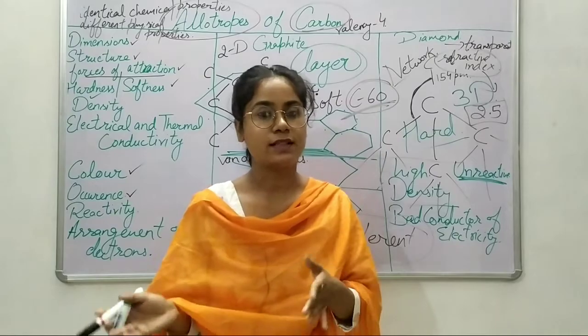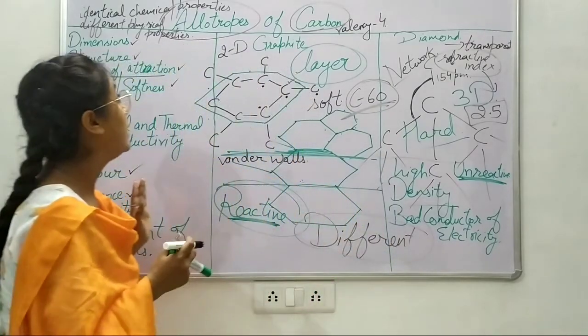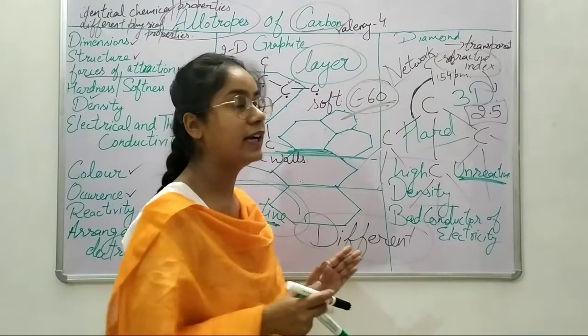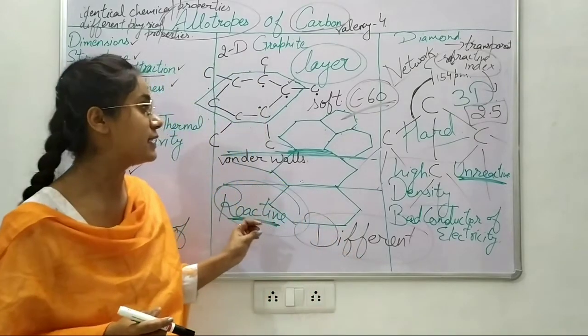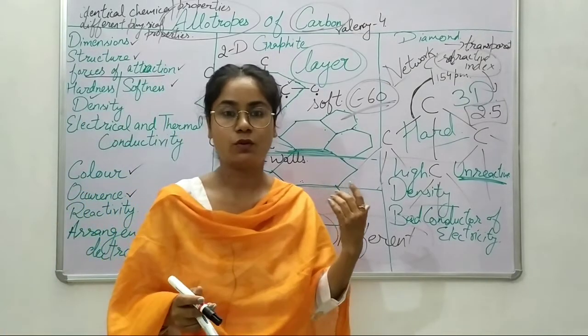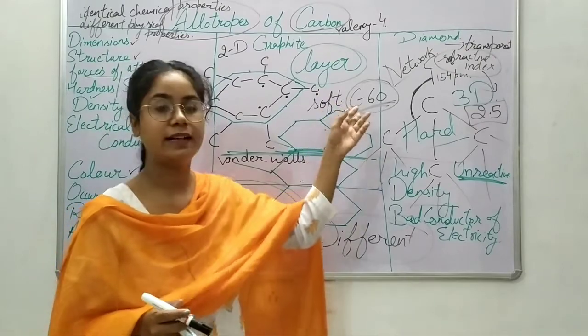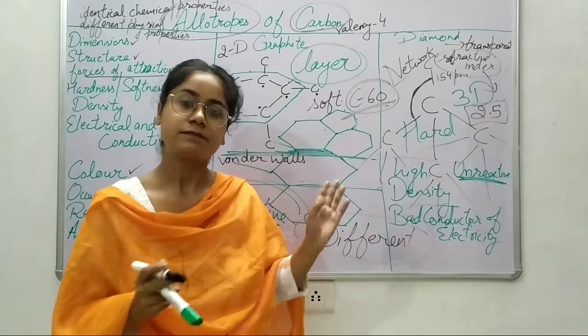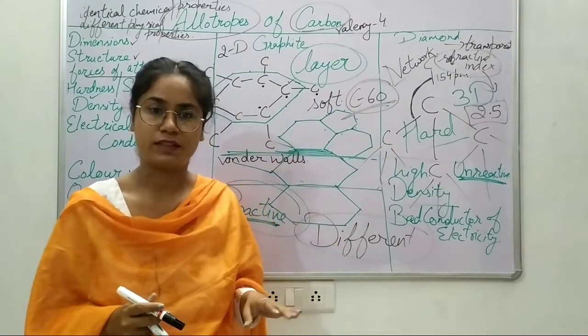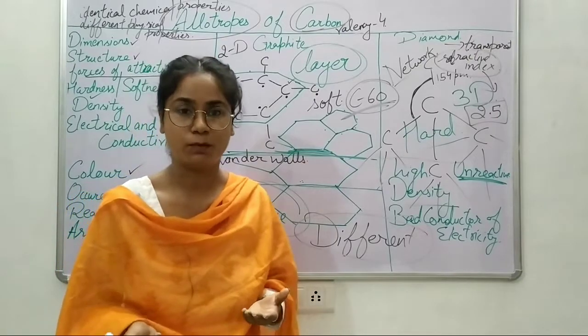Okay, so this is all about allotropes of carbon, in which we have today discussed graphite and diamond. If you want to know more about Buckminster fullerene, I already have a video on it.